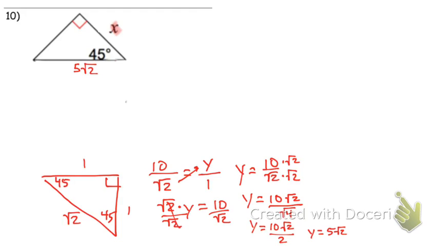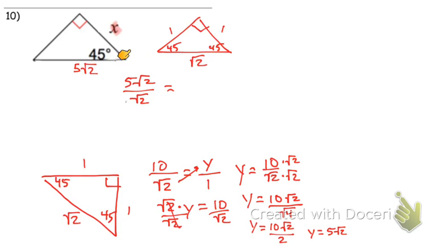So we're going to do the same process again. It's a 45, 45, so we're going to draw our copy. Okay, this is 45, 45. Across from the 45s are 1. Across from the 90 is radical 2. And then we are going to match. So here's my original. Here's my new. So I want to match numbers first. So 5 radical 2 matches with radical 2. So 5 radical 2 is going to match with radical 2.